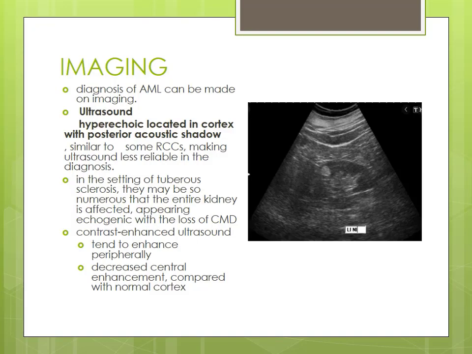When they are associated with tuberous sclerosis, they can be so numerous that the entire kidney can be affected, and it appears echogenic with loss of corticomedullary differentiation. Contrast enhanced ultrasound is sometimes performed in patients with renal failure, which will be discussed in a later slide. On contrast enhanced ultrasound, they enhance on the periphery, and centrally they show decreased enhancement as compared to normal cortex.